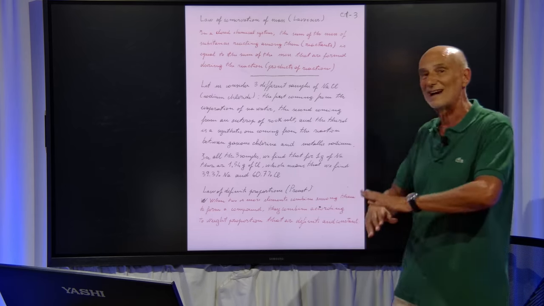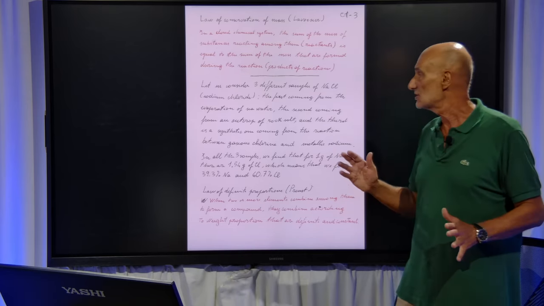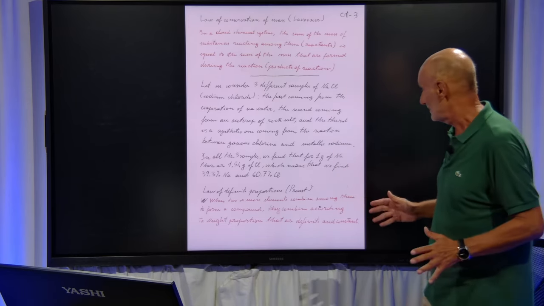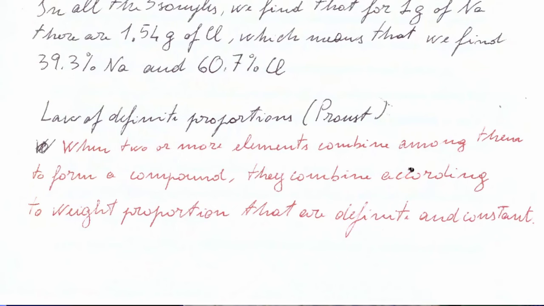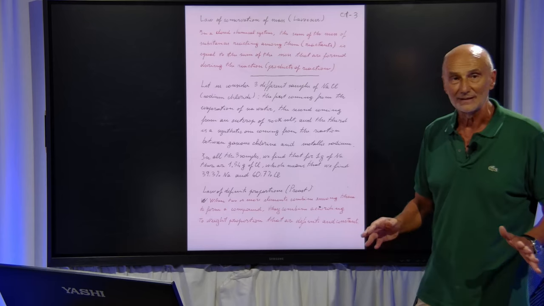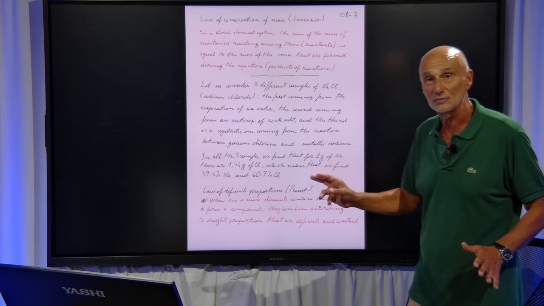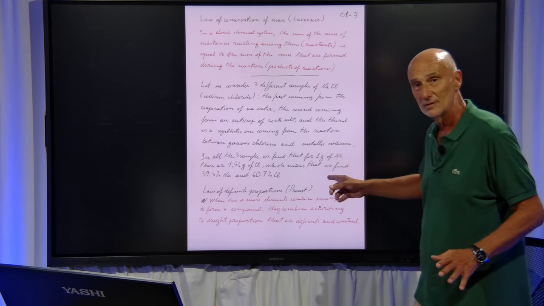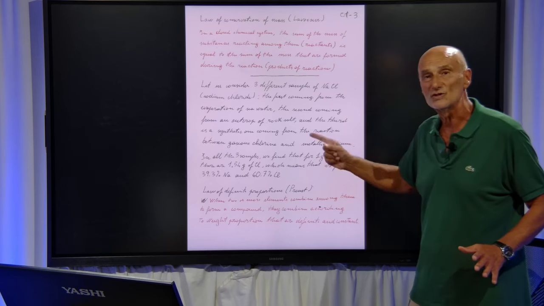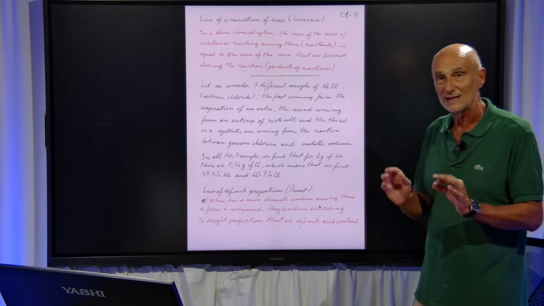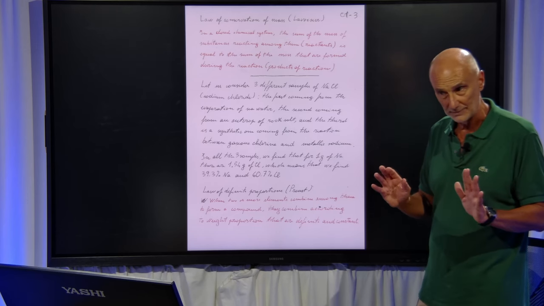So, generalizing this concept, we can say that when two or more elements combine among them to form a particular compound, they combine according to weight proportions that are definite and constant. This is the formulation of the law of definite proportions, such as Proust, the scientist who discovered this law, pronounced it exactly in this way. Okay?